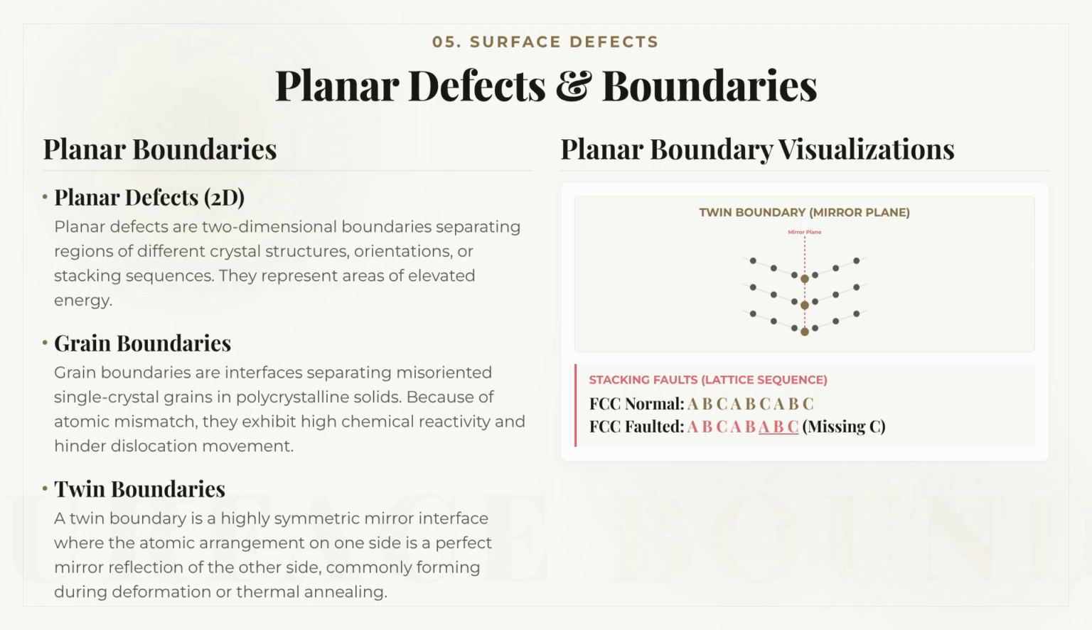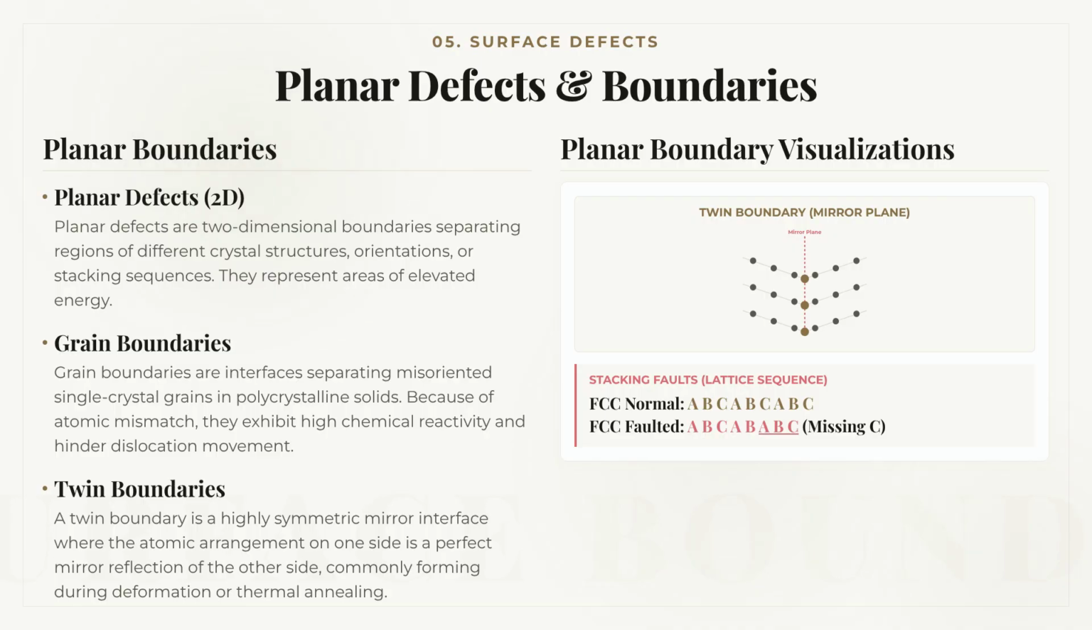Another important surface defect is the twin boundary. A twin boundary is a special plane that separates two crystal regions that are mirror images of each other. In other words, one part of the crystal appears to be reflected across the twin plane. The atomic arrangement on one side is symmetrical to that on the other side. Twin boundaries are commonly formed during crystal growth or during plastic deformation. They influence the mechanical strength and deformation characteristics of materials.